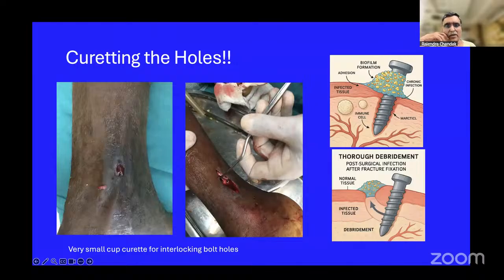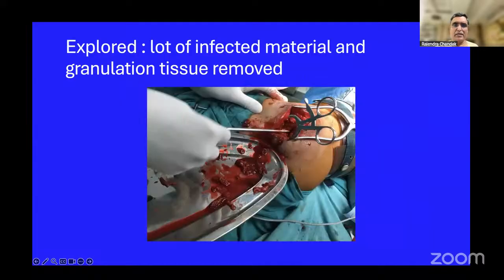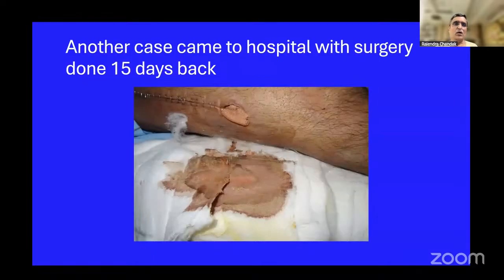We also have to take care of curating all those small interlocking holes, because the biofilm also goes and buries into the screw holes. So we must take effort to curate it out. The whole medullary cavity, if we are removing the nail, has to be cleaned out.